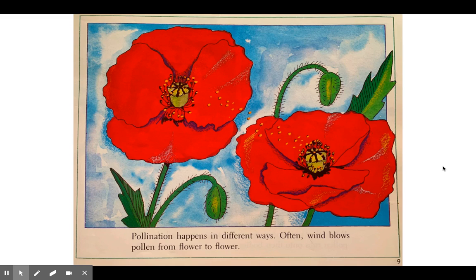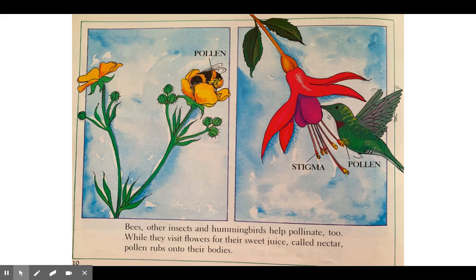Pollination happens in different ways. Often, wind blows pollen from flower to flower. You can see it's getting blown from this flower onto this flower here. Bees, other insects, and hummingbirds help pollinate too. While they visit flowers for their sweet juice called nectar, pollen rubs onto their bodies. We can see this bee is covered with pollen there. And when it goes to the next flower, it will bring that pollen and drop it onto the next flower. Same with this hummingbird. We can see its chest is touching pollen there, and it will go and spread it around, touch other flowers with that pollen, and help pollinate.